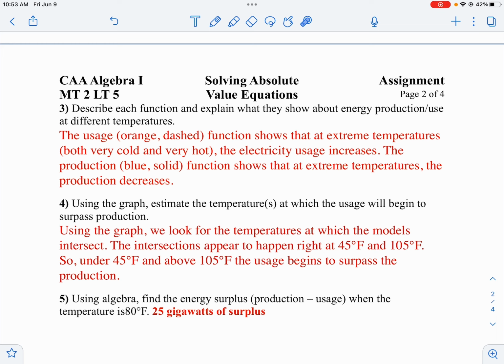Now on question number 4, using the graph, we look for the temperature at which the models intersect. The intersection appears to be on the right at 45 degrees and 105. So under 45 and above 105, the usage begins to surpass production.